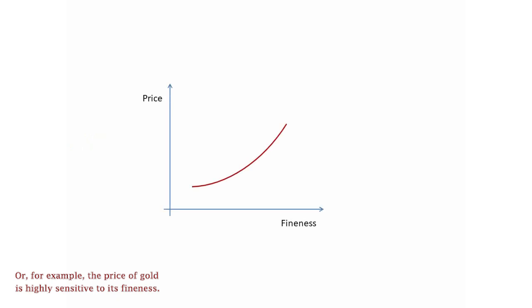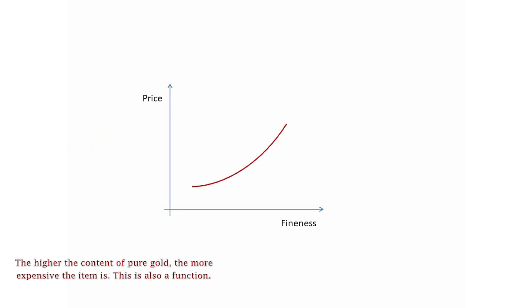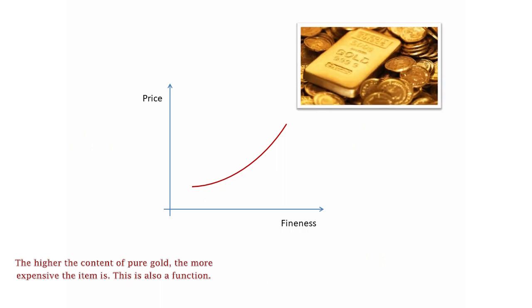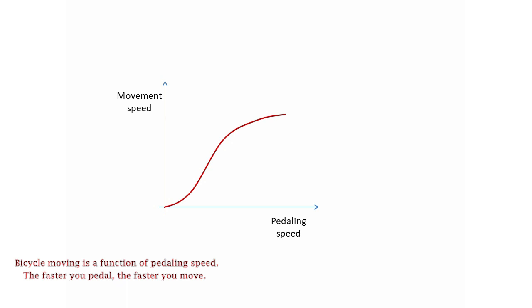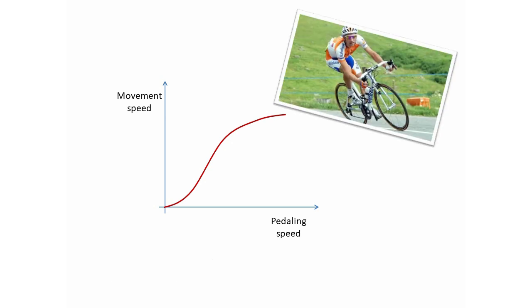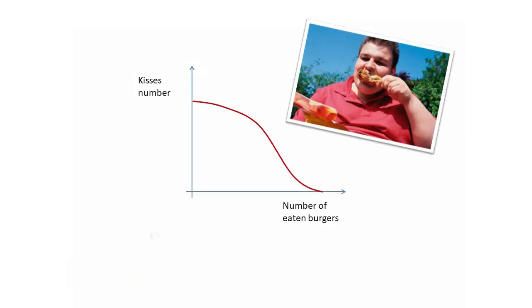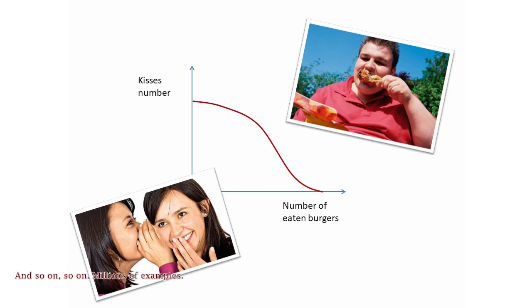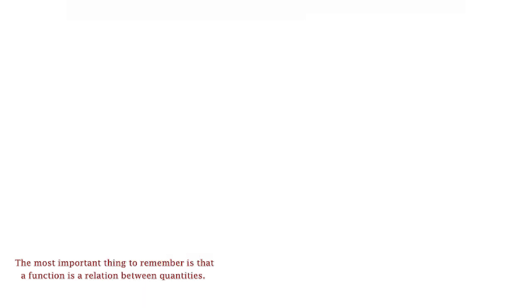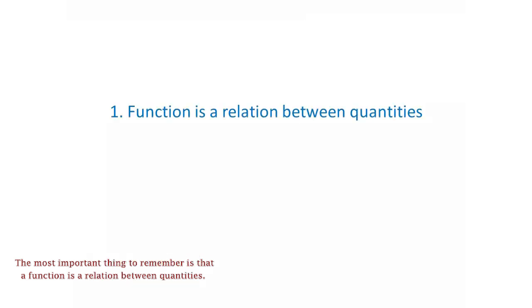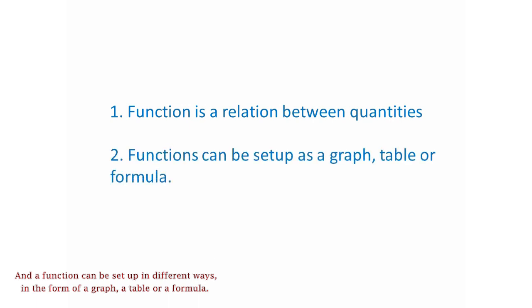Or for example, the price of gold is highly sensitive to its fineness. The higher the content of pure gold, the more expensive the item is. This is also a function. Bicycle movement is a function of pedaling speed. The faster you pedal, the faster you move. Or the more you eat, the less girls like you. This is also a function. And so on, millions of examples. The most important thing to remember here is that a function is a relation between quantities. And a function can be set up in different ways, in the form of a graph, table, or formula.